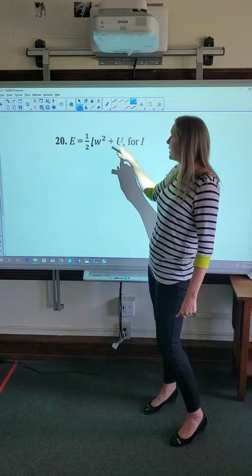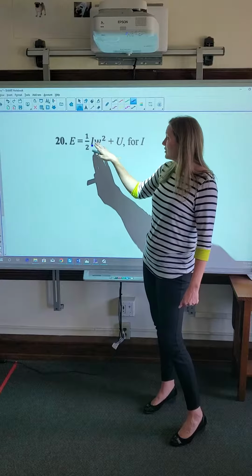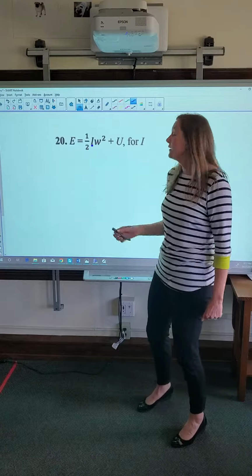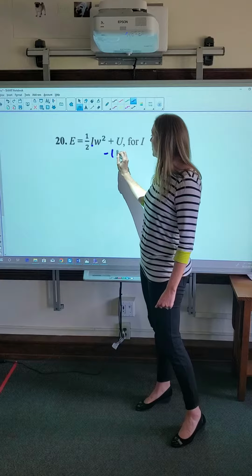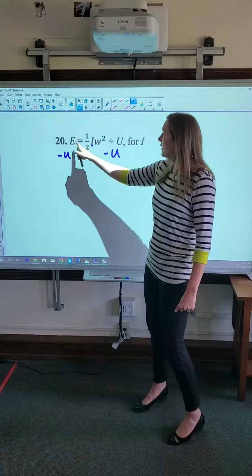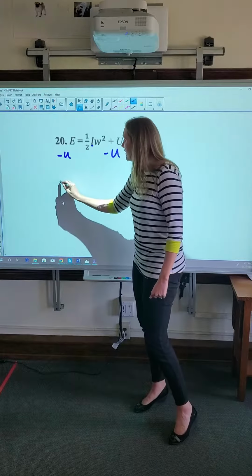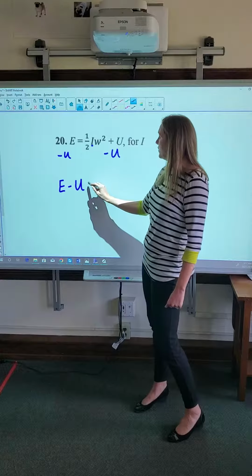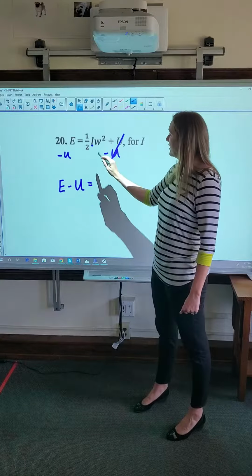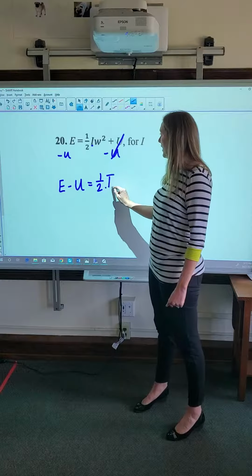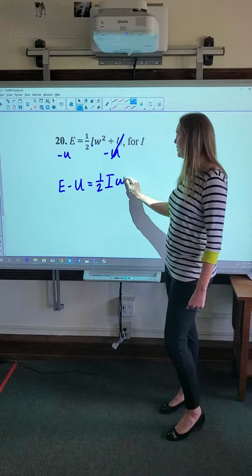Since we are adding u to this term with I in it, we need to subtract it in order to undo it. So I need to subtract u from both sides. So on the left side, I have e minus u. And what am I left with? Because the u's cancel, I'm left with 1/2 I times w squared.